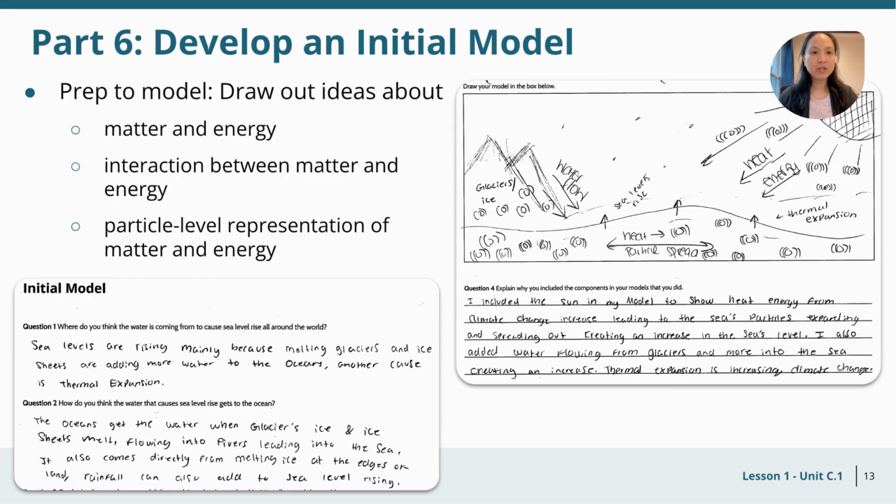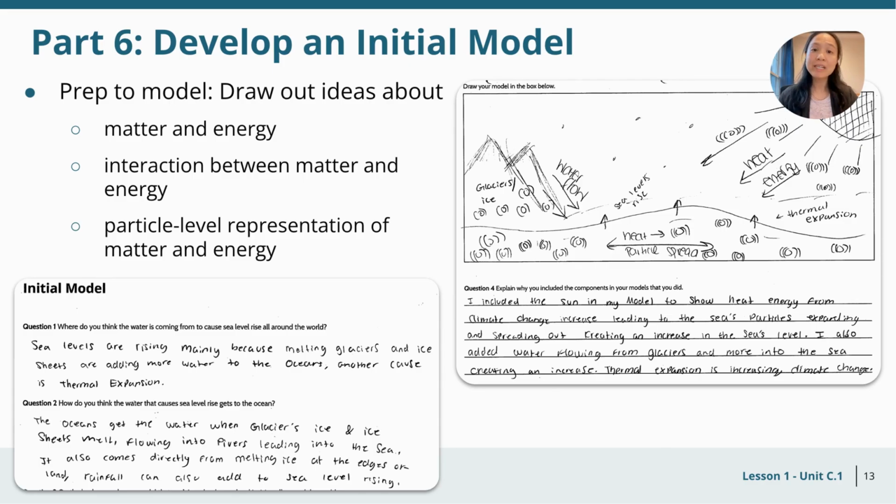In part 6, to help students be more mindfully engaged when they develop their initial model, you can prepare them by first drawing out students' ideas about matter and energy, how matter and energy interacts, and how students would represent matter and energy at the particle level.